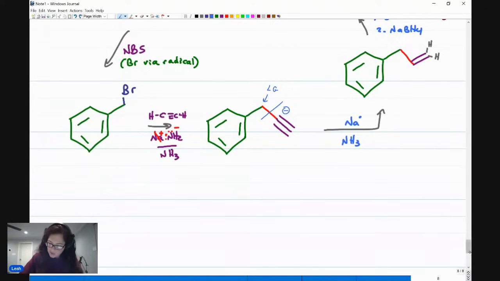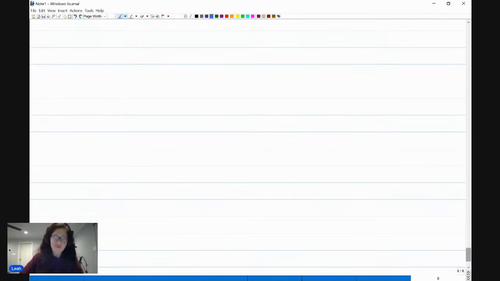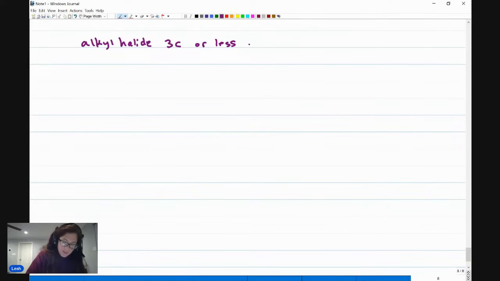All right, let's try. My professor used to love this one. Starting with any alkyl halide, 3 carbons or less, plus any inorganic reagent, synthesize this.